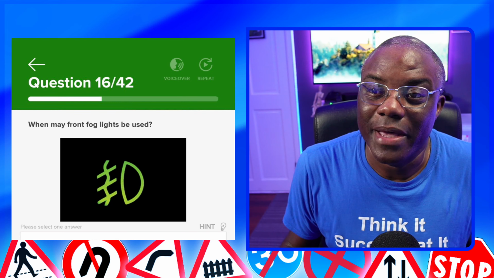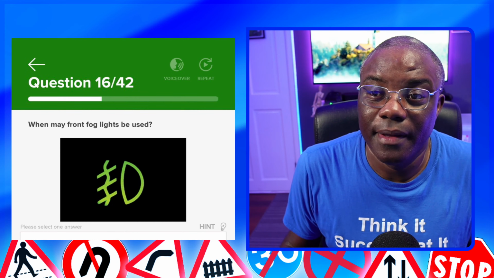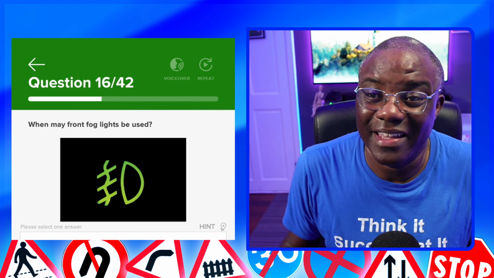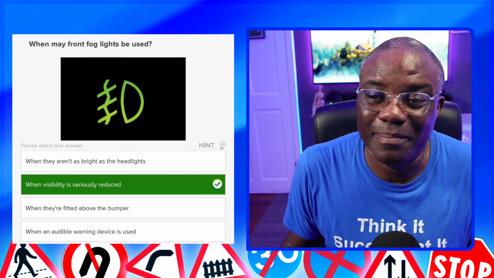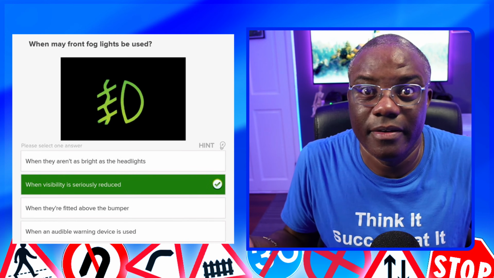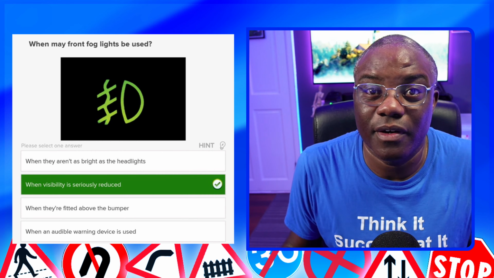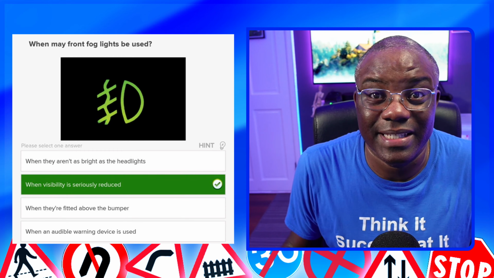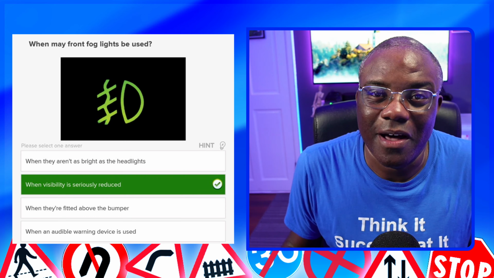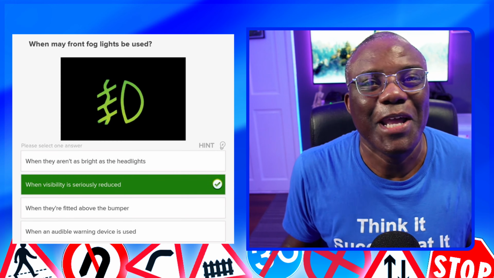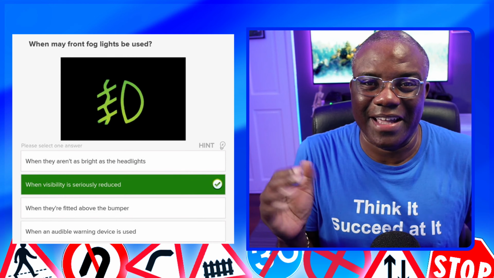When may front fog lights be used? So this is the symbol for your front fog lights. Again, nugget in the question, front fog lights. When visibility is seriously reduced, i.e. when it's foggy. It's hard to see through fog, so you put your fog lights on so it brightens it up a little bit so you can see clearer. Again, a nugget in the question makes life a little bit easier when it comes to choosing the answer. But you just got to take a step back and don't panic about it.